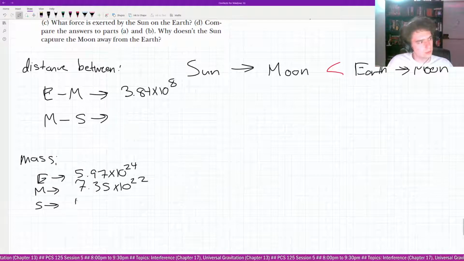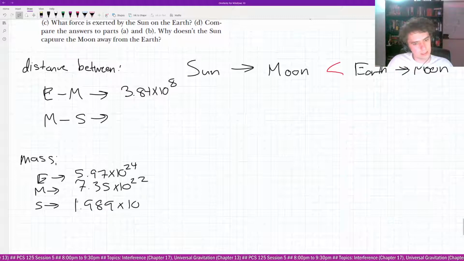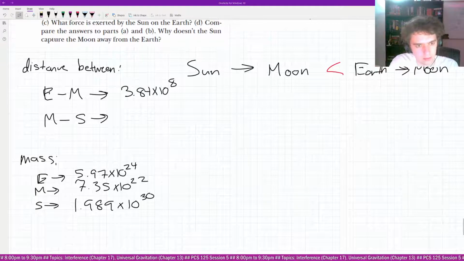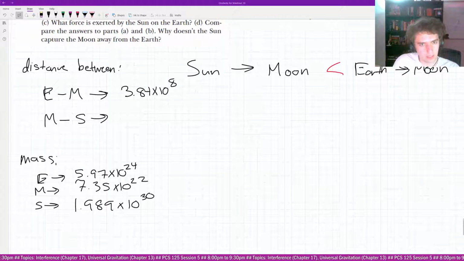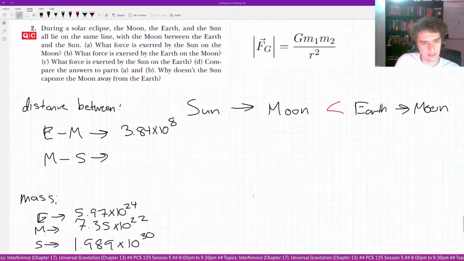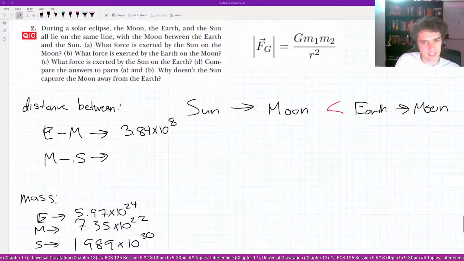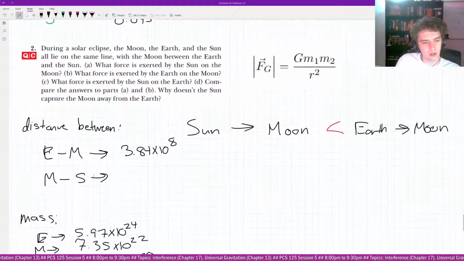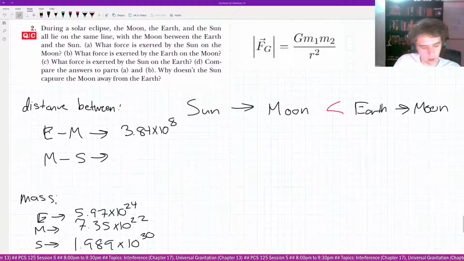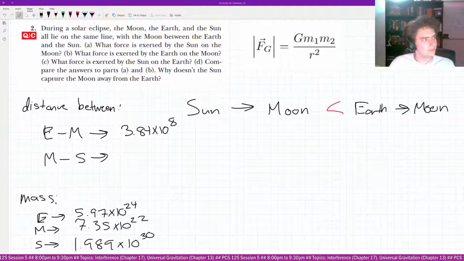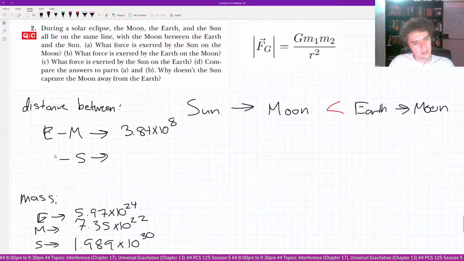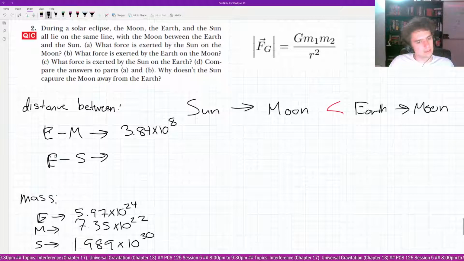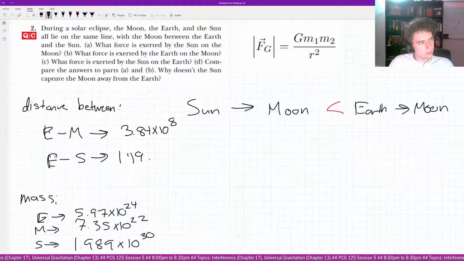The mass of the Sun is 1.989 times 10 to the 30. And the distance, well, hold on, I don't know these. What do I look up for distance between Moon and Sun? That's not a very constant distance. Oh, okay. Distance between Earth and Sun minus distance between Earth and Moon is distance between Sun and Moon. Yeah, that makes sense. Distance between Earth and Sun is 149 point.